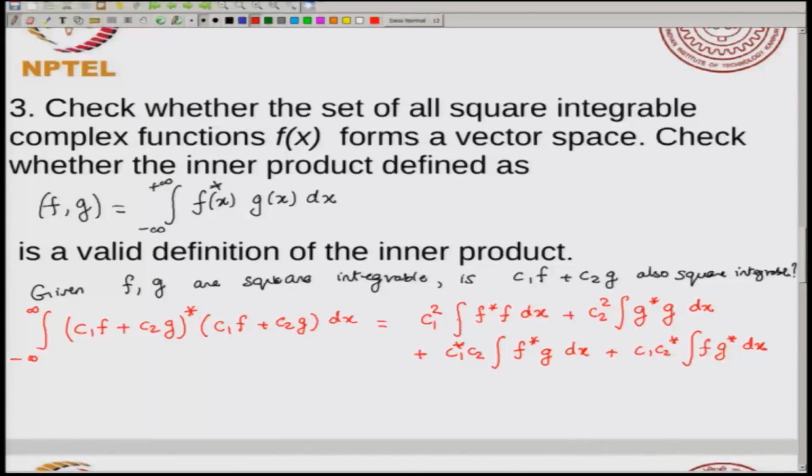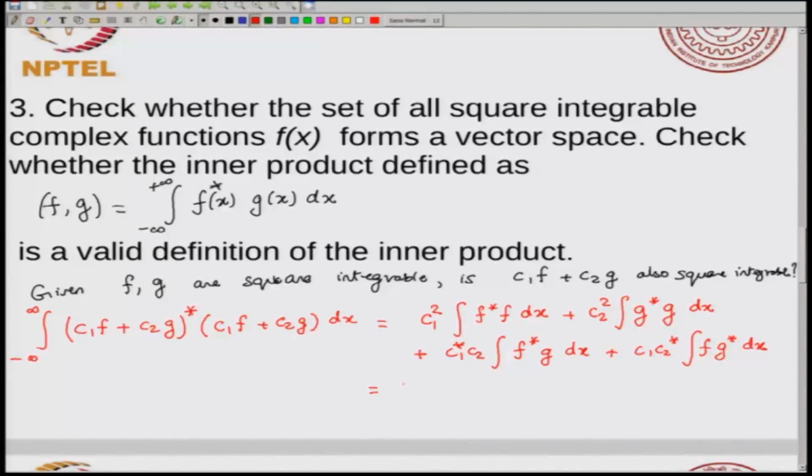What about the third term? What you notice is that the third and fourth terms are just complex conjugates of each other, and if you take a number and add its complex conjugate, then you will just get the real part of that number.